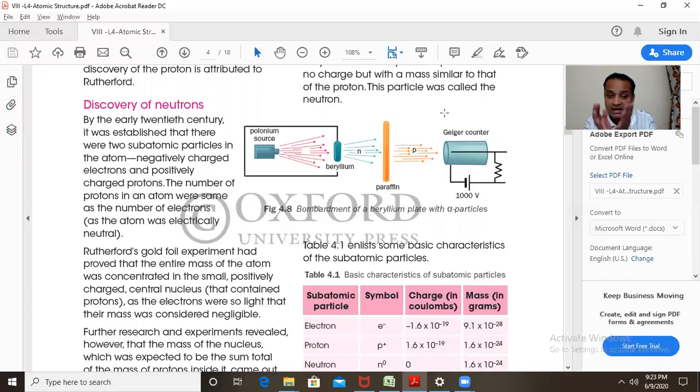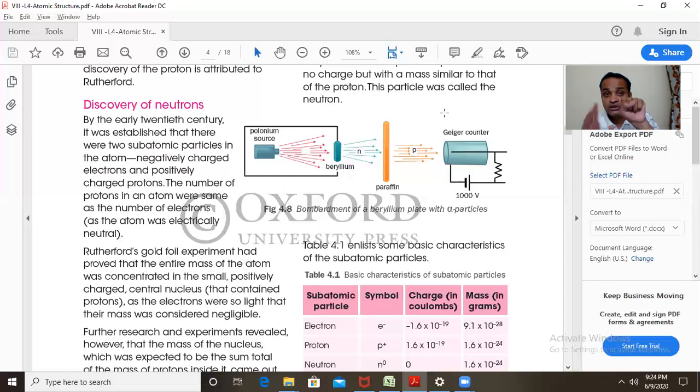Now during their study they found that the electrons which are revolving do not have mass. They are negligible. What is negligible? No need to consider. So they found that the mass of an atom is present in the nucleus. Why? These electrons revolving around do not have any mass, or the mass is very negligible. No need to consider it. Only consider the mass of the protons.